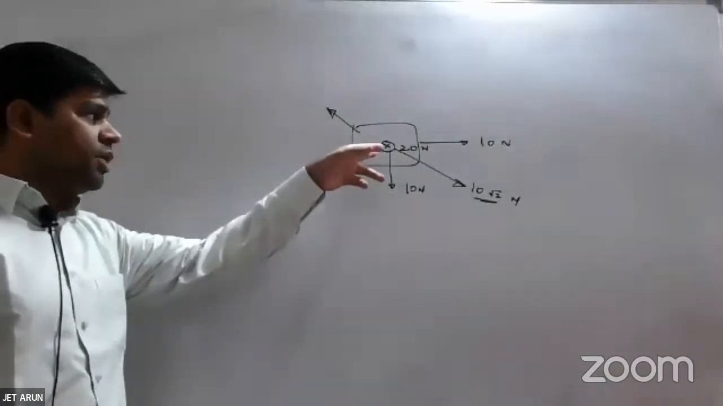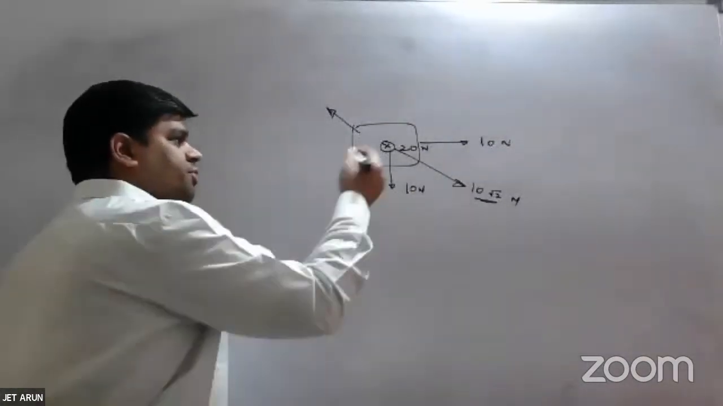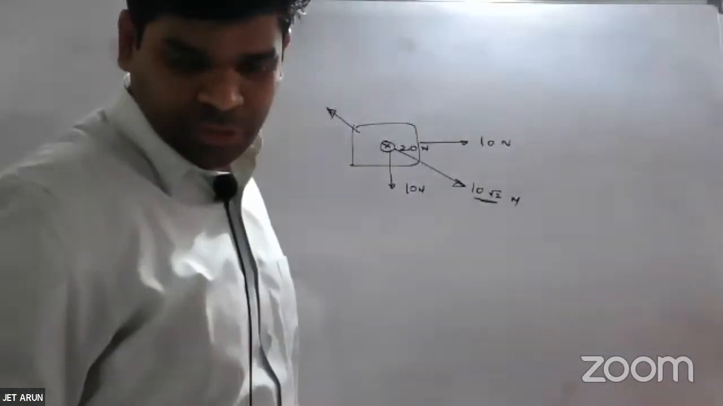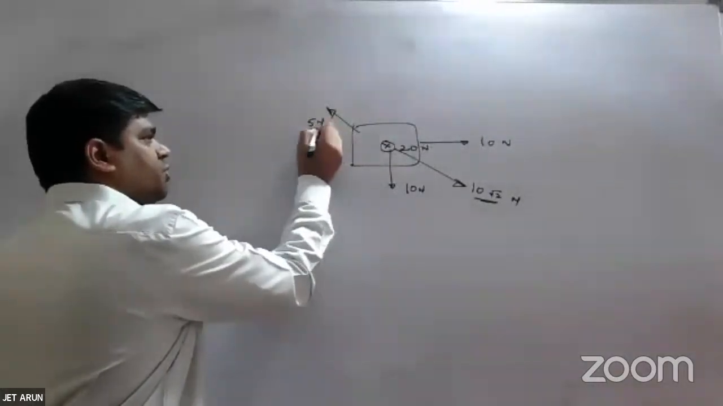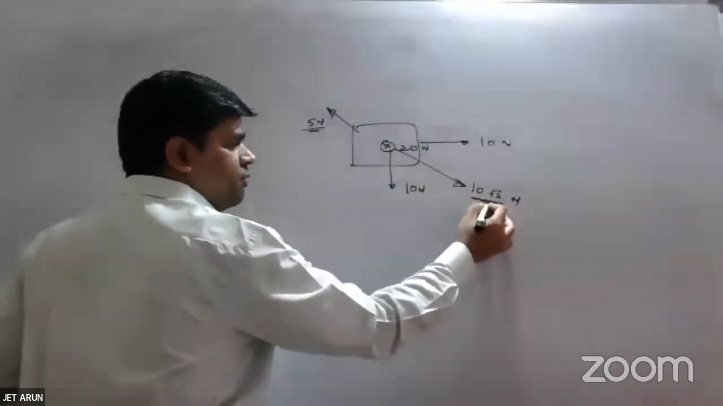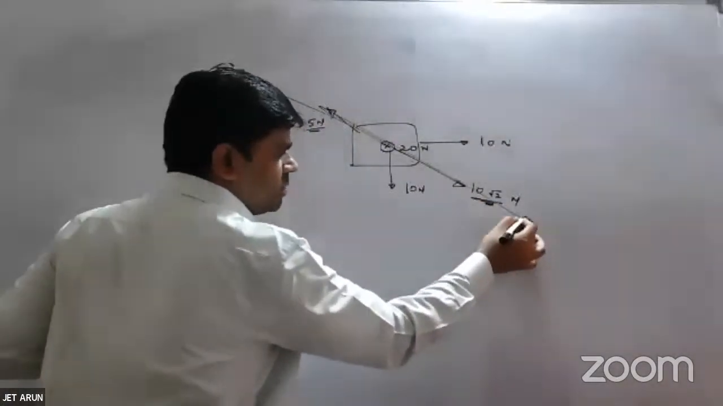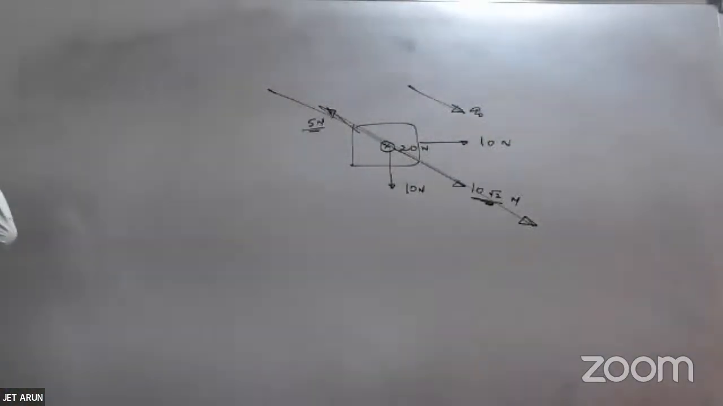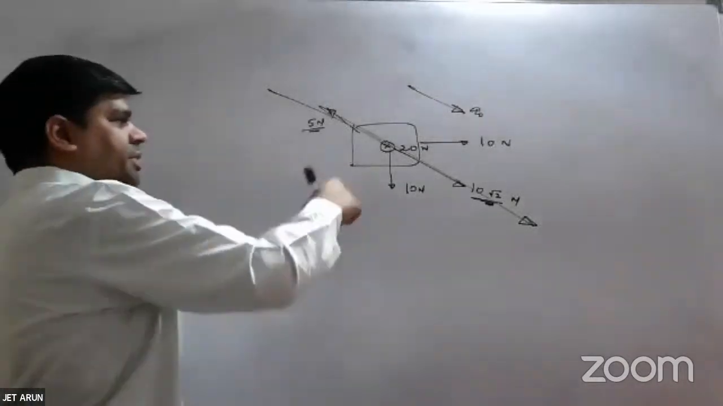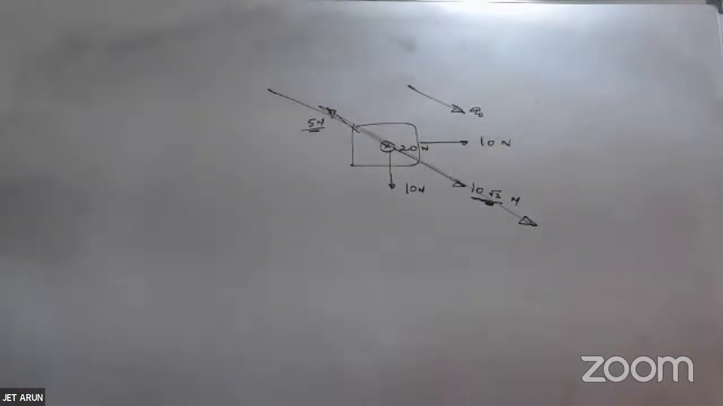What is the limiting value of the friction? Mu times N. What is the normal reaction? I am pressing it with 20 Newton. Normal reaction will be 20 Newton. So mu times N. What is mu here? 1 by 4. So 1 by 4 times 20 is 5 Newton. So the limiting value is 5, but the external applied force is 10 root 2, which is greater than 5. So the block will definitely move along this direction with some acceleration a. And what will the acceleration of the block be? 10 root 2 minus 5 by mass, 10 root 2 minus 5 by 1, which is 5 times 2 root 2 minus 1.